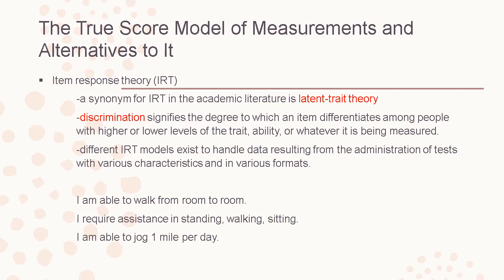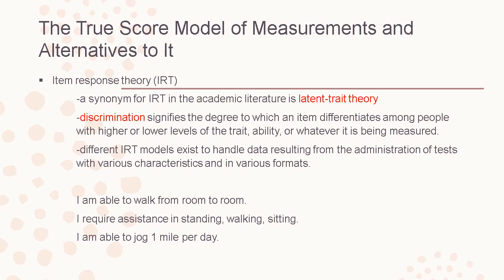Item response theory, or IRT. A synonym for IRT in the academic literature is latent trait theory. This is because often the construct being measured is physically unobservable or latent, and because the construct being measured may be a trait. Discrimination signifies the degree to which an item differentiates among people with higher or lower levels of the trait, ability, or whatever it is being measured. Different IRT models exist to handle data resulting from the administration of tests with various characteristics and in various formats.